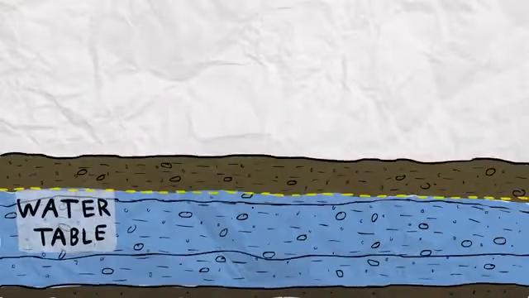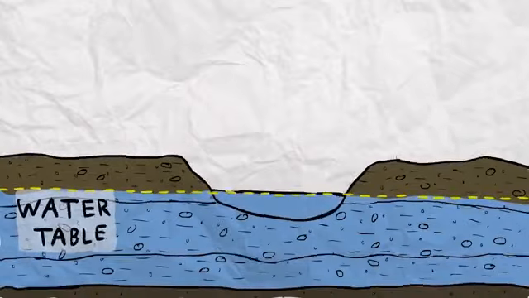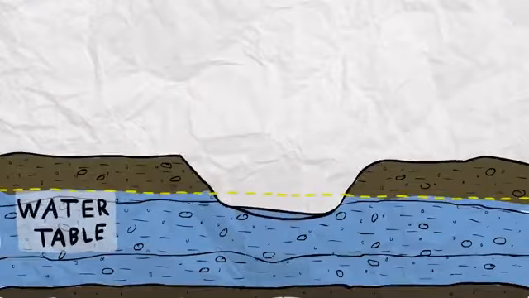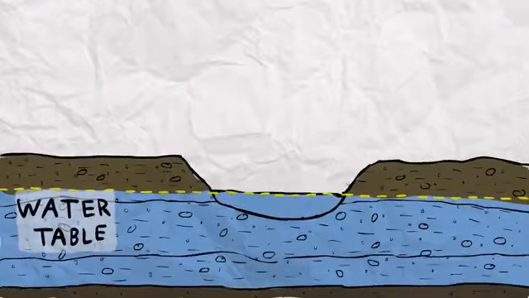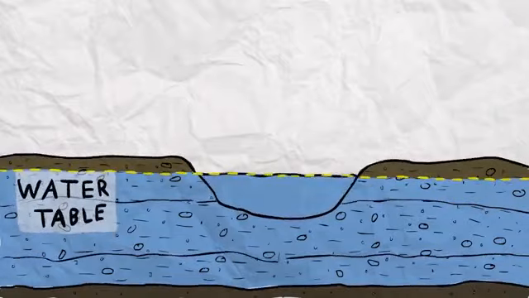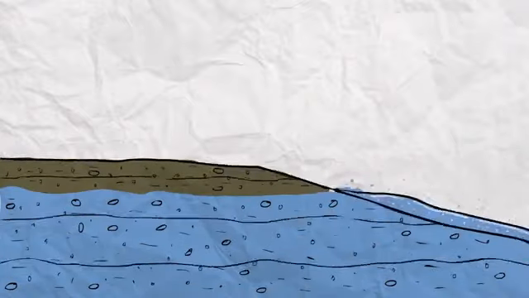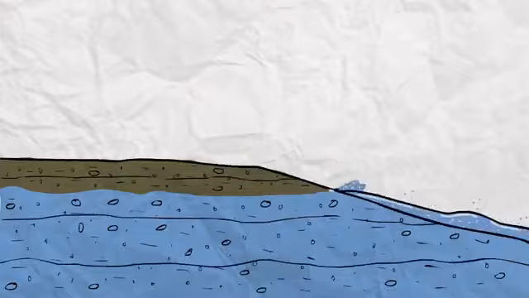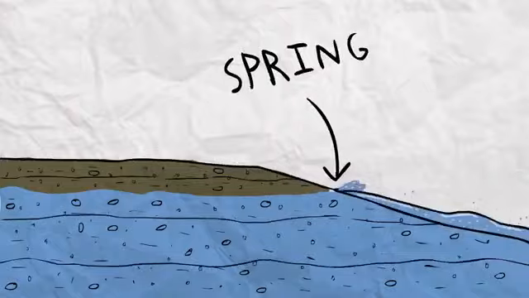If the surface of the ground dips below the water table, groundwater flows out into the space, creating a body of surface water. If the surface water dries up, groundwater can flow in to fill it back up. And if the water table in this area rises, so does the level of the surface water. Groundwater can also pour down a sloping surface, creating streams. Any place where groundwater flows out into the surface is called a spring.